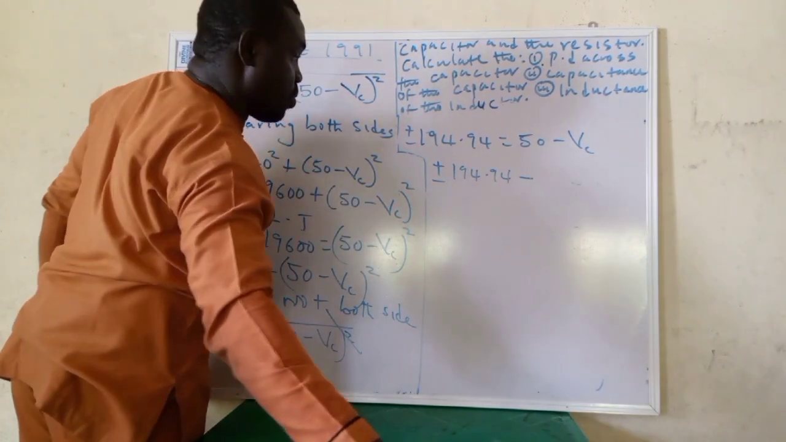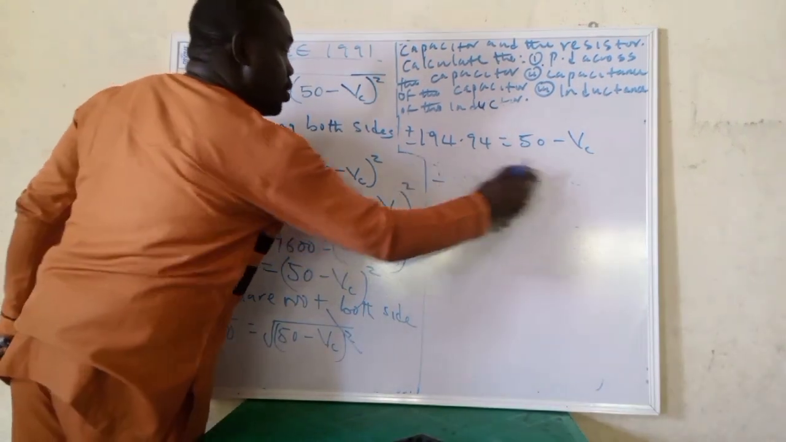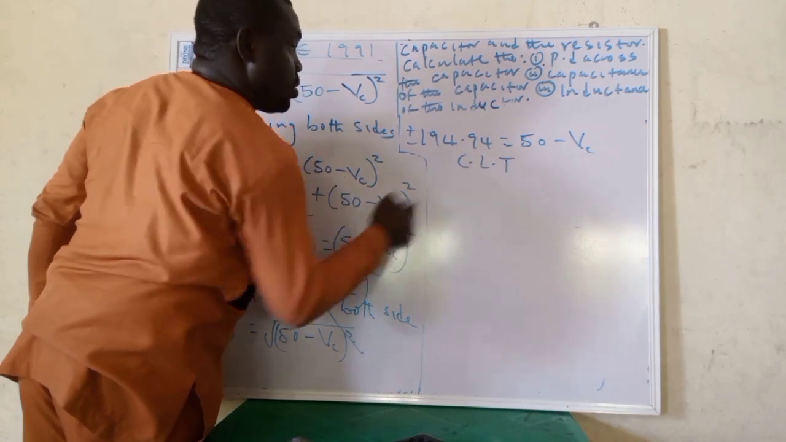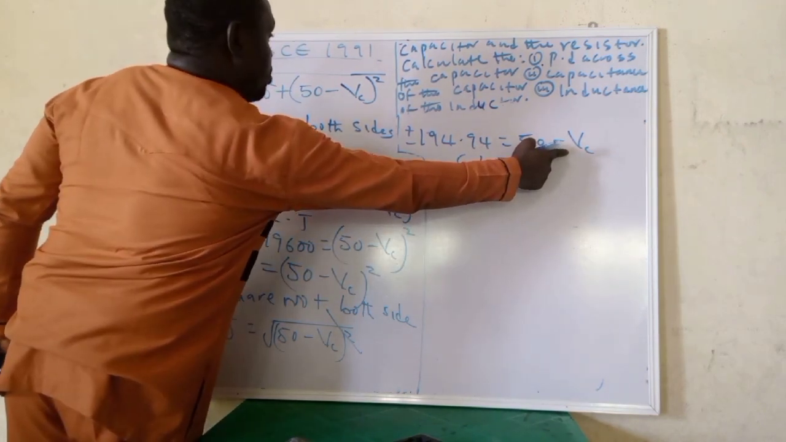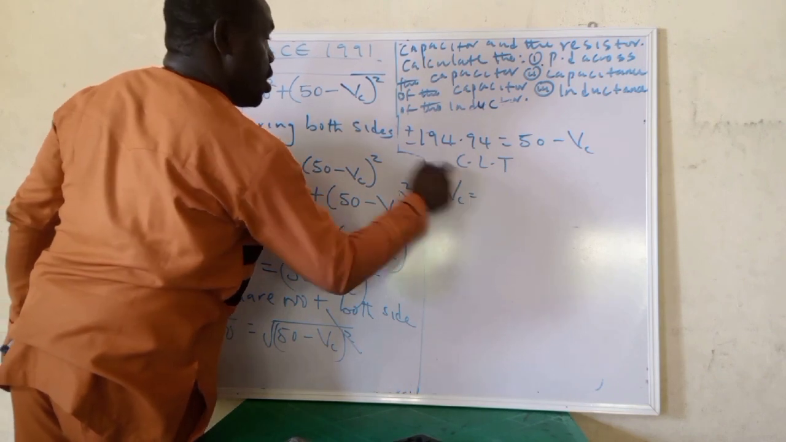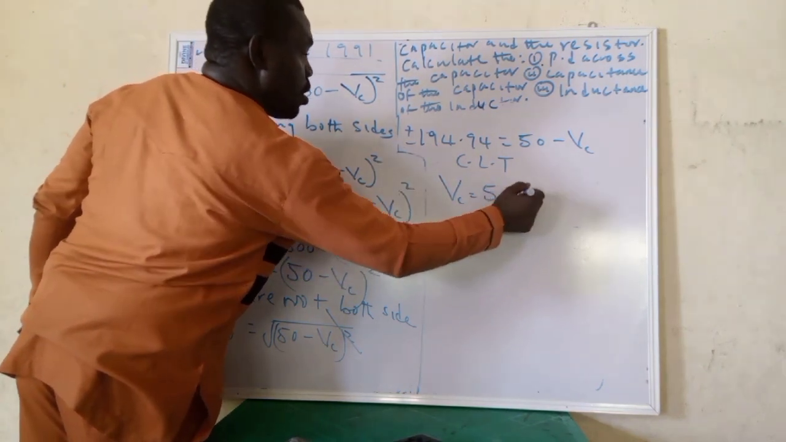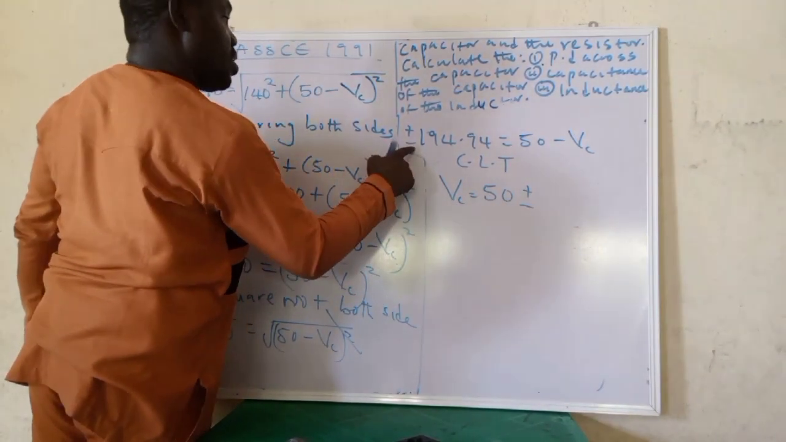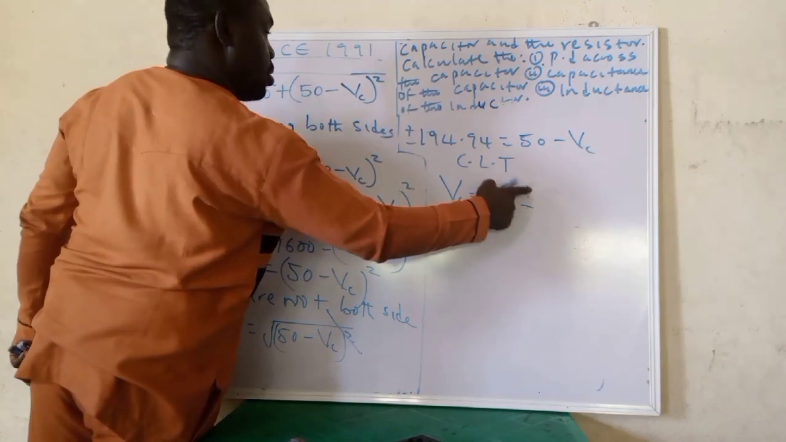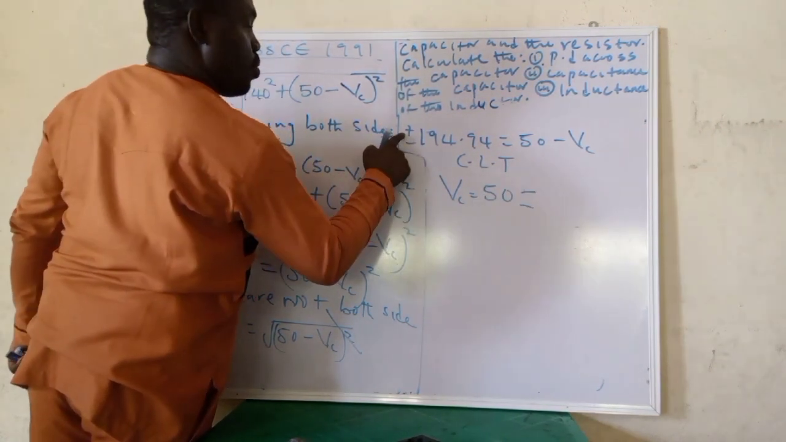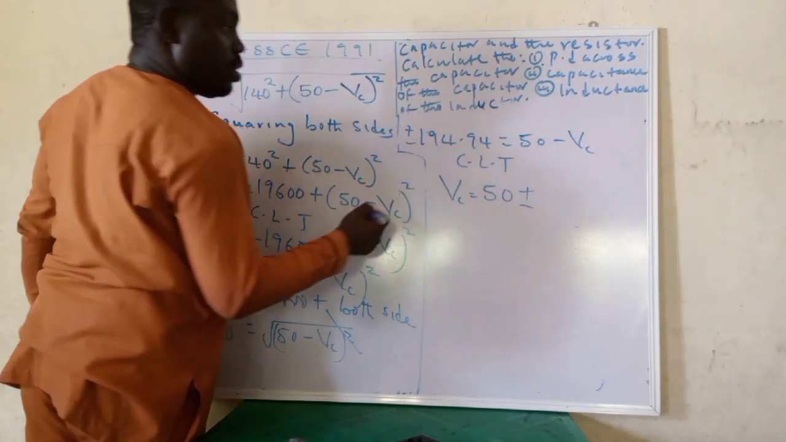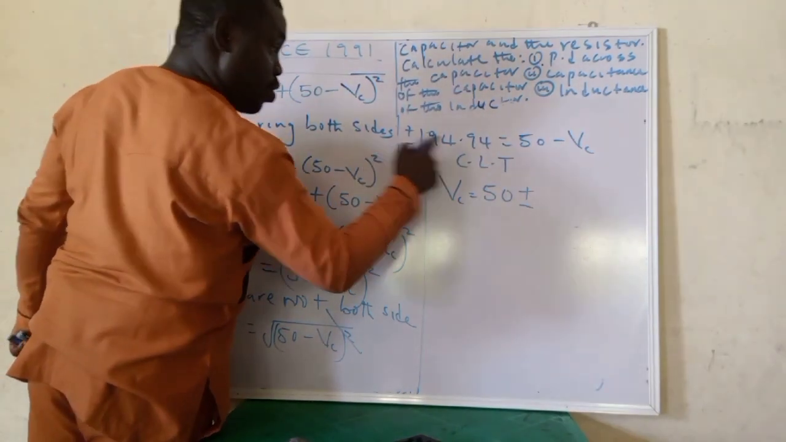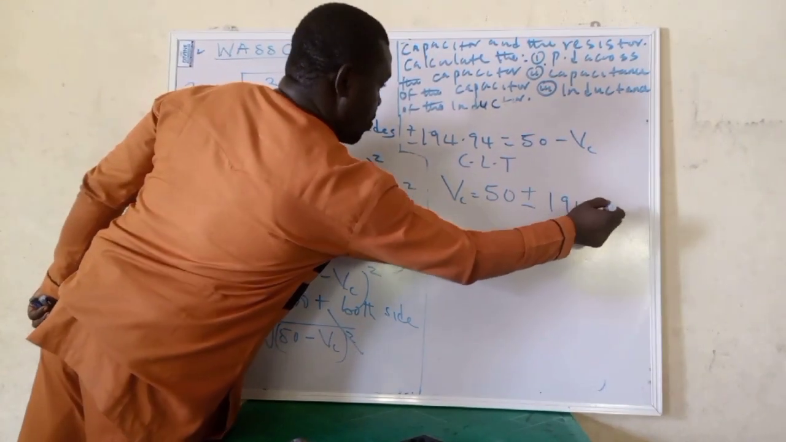Okay, let me just do it this way. Let's collect like terms straight. So we want to make this the subject of the formula. Let it come here, VC, and then we have 50 plus minus. Do you understand what I'm doing now? This is going here. One of them will be plus, one will be minus. Do you think you understand? Look at what I have here. If it's going here, one will be plus, one will be minus. So that's what I'm saying.